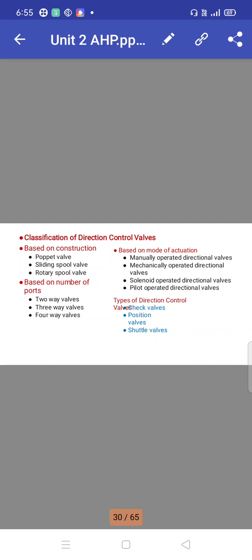Then types of directional control valves. Directional control valves are categorized into check valves. If the passage is allowed to extend further or proceed further, that's why we use check valves or push-in valves in the right location.